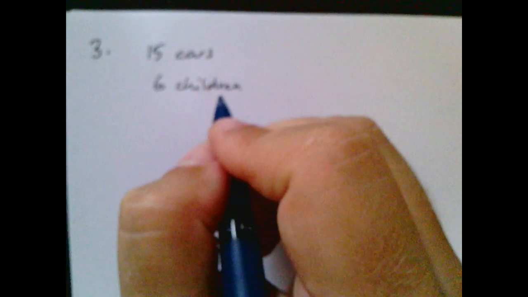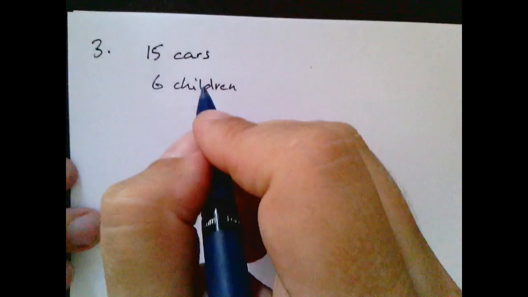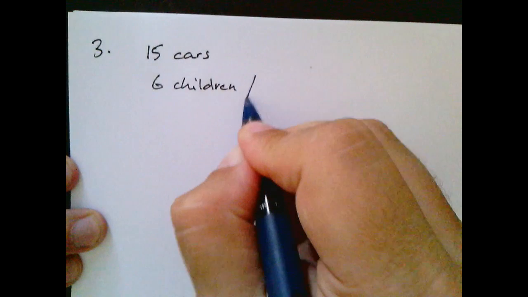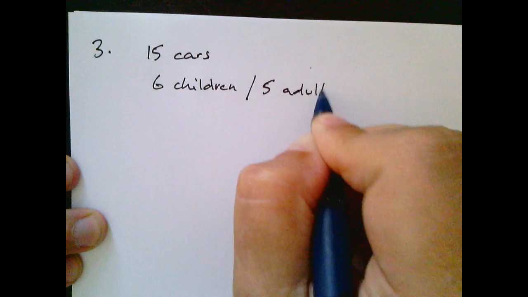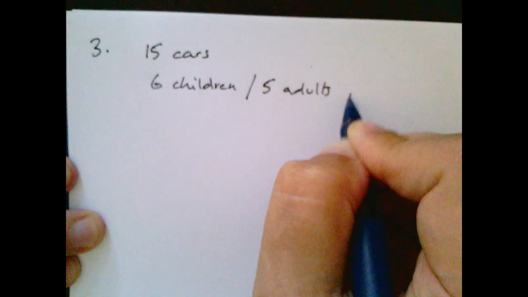Okay, question 3 about a coach party of adults and children going on a fairground ride. Just jot down some of the facts that we're given. We know that there are 15 cars, there's 6 children or 5 adults per car.